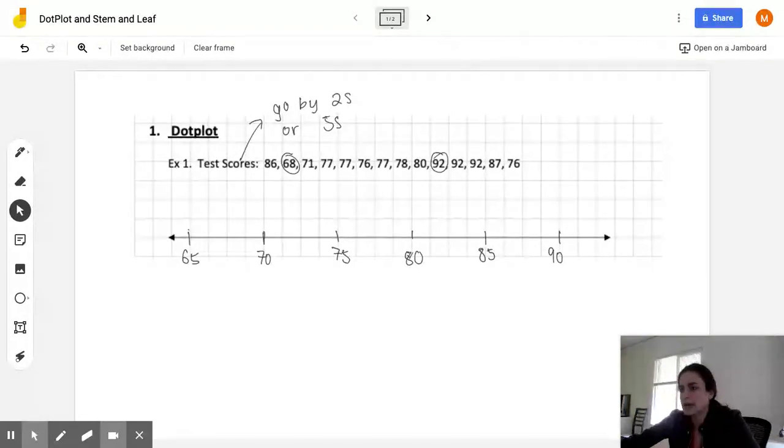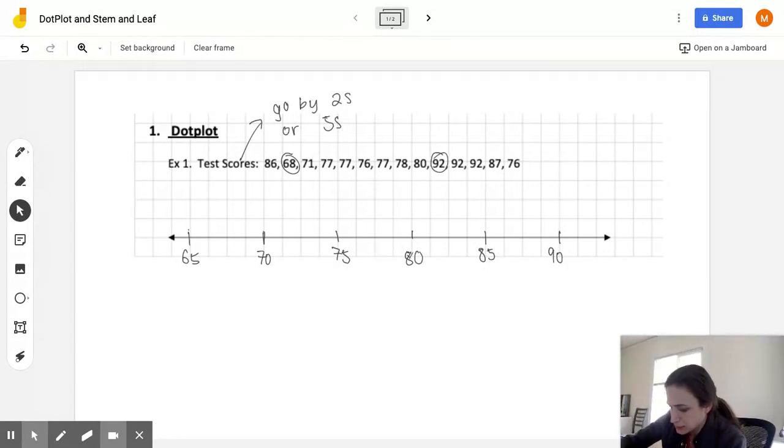Okay, so next, it's literally called a dot plot because you're going to put dots. People either put dots or X's to represent each data point. I don't care which way you do it. It doesn't matter. So let's start with 68. It's a good idea to cross them out as you do them so you don't forget one, because if you forget one, then your whole graph is wrong. So let's go ahead and cross out 68 and put that one on there.